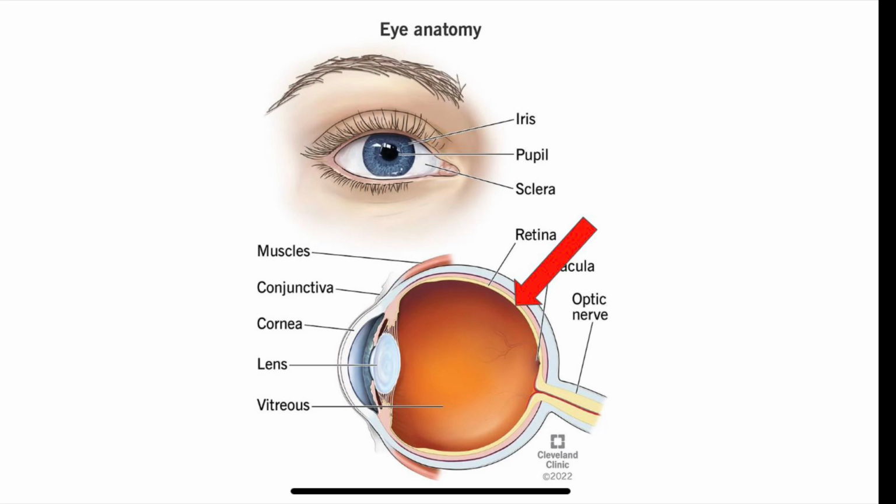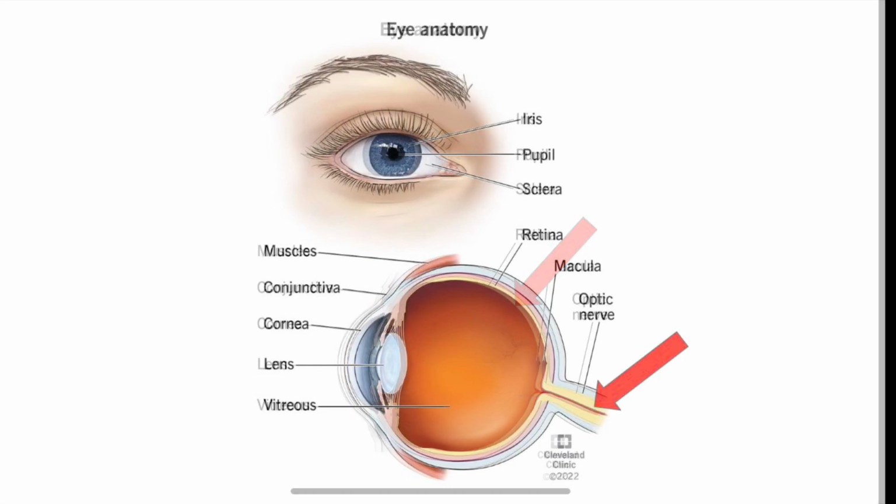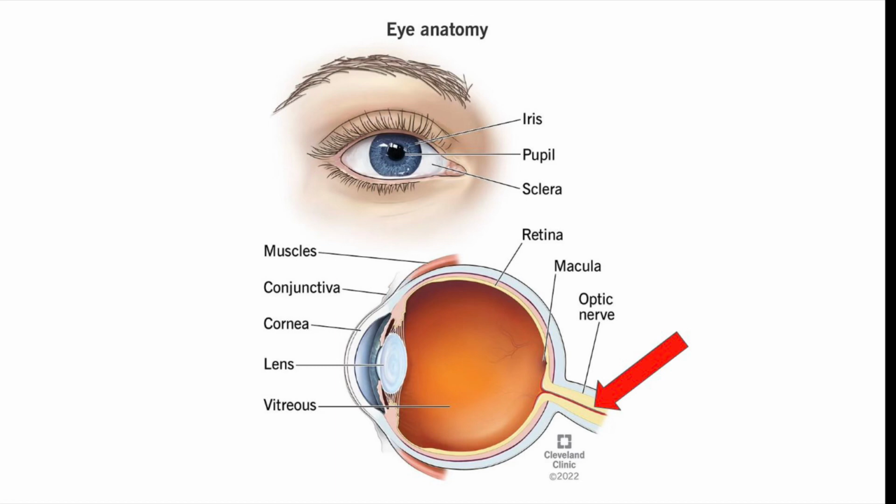Importantly, it's what sends light to the brain as electrical impulses via the optic nerve. The optic nerve is the second cranial nerve whose role is to transmit information from the retina to the brain, but more specifically the visual cortex, which is the part of the brain in charge of our vision.